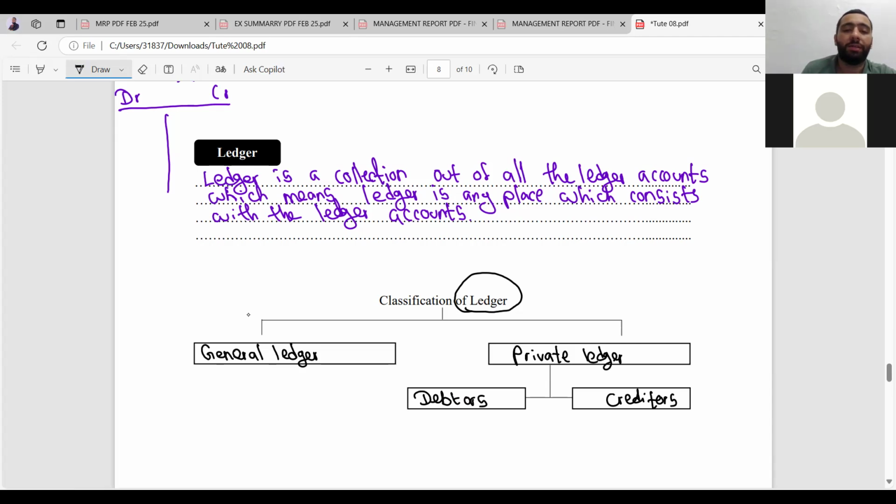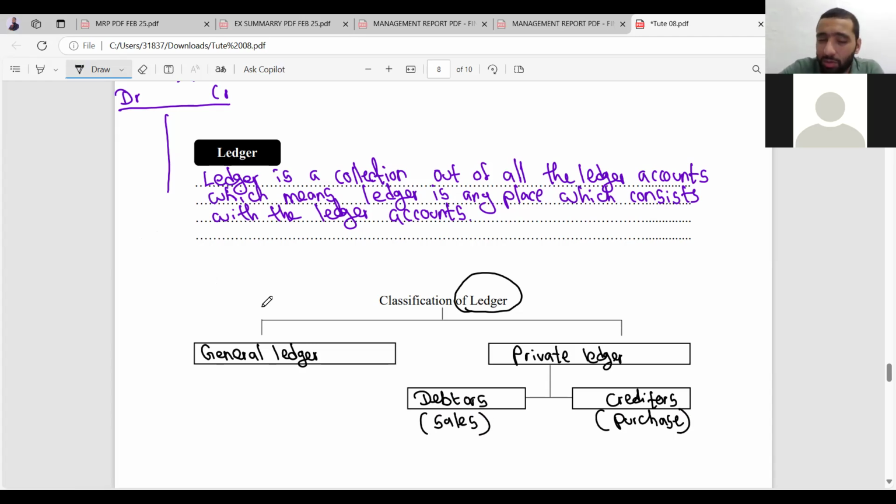Debtors and creditors. Right? Debtors are when you sell to someone. Make sure you're writing this with me. Creditors are when you purchase something from someone.